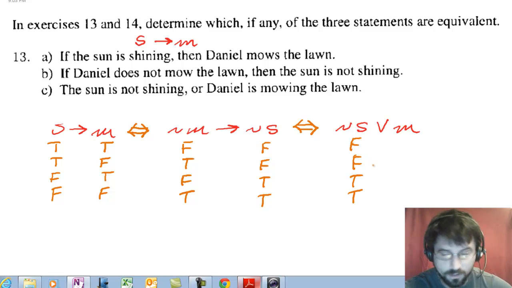And you can use P and Q if you want. I'm sorry if I confused you by using different letters. You'll have to forgive me.